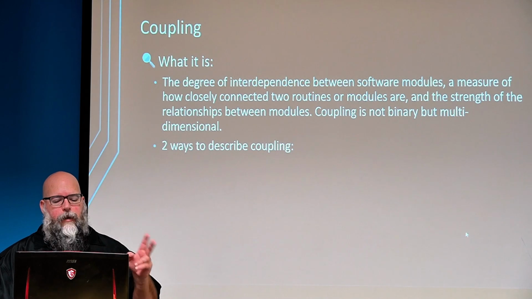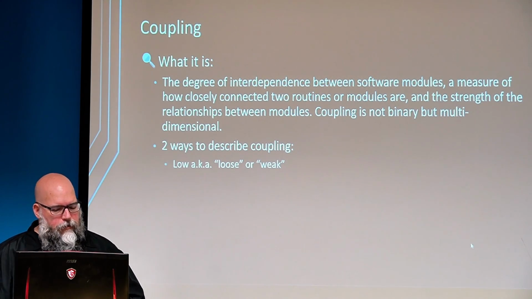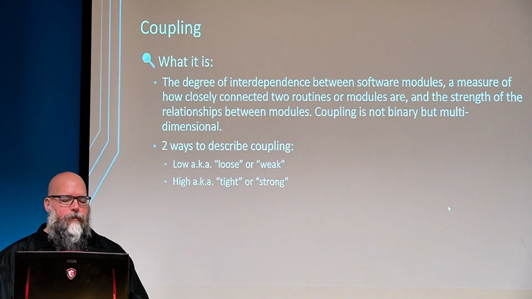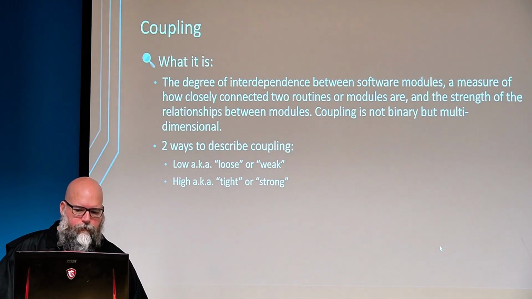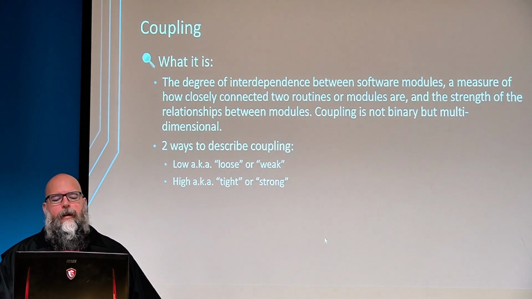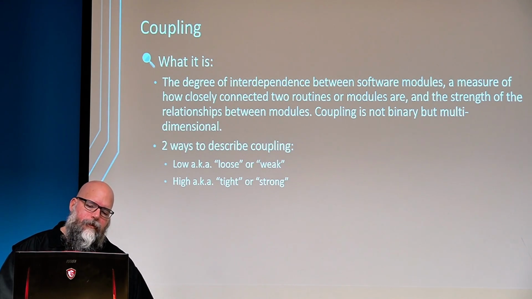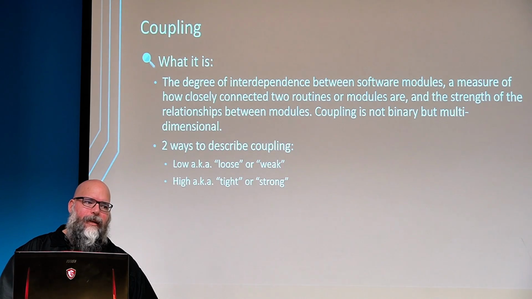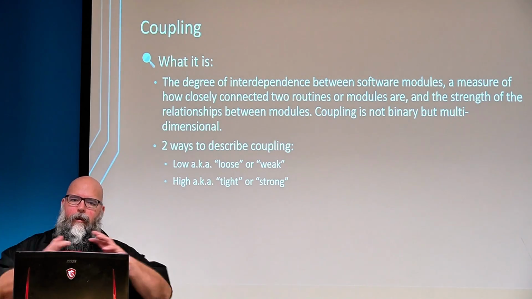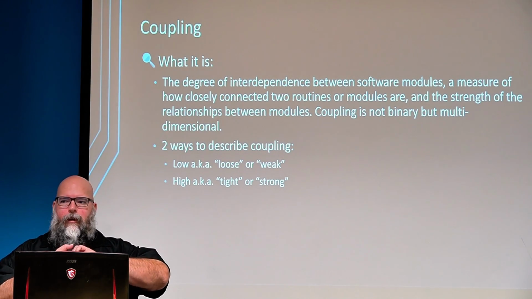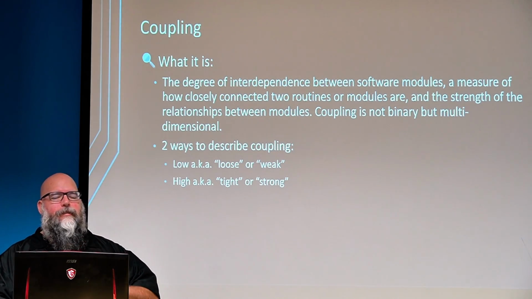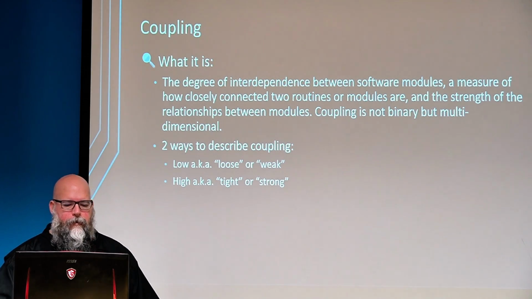So there's 2 ways to describe coupling: low, also known as loose or weak, and high, also known as tight or strong. If something is loosely coupled, that means... I'm trying to remember, make sure I get it right. If it's something that's tightly coupled, that means you have a lot of classes that are all involved in that one class that you're looking at. If it's loosely coupled, it means that it probably only has the classes it needs to get the job done.